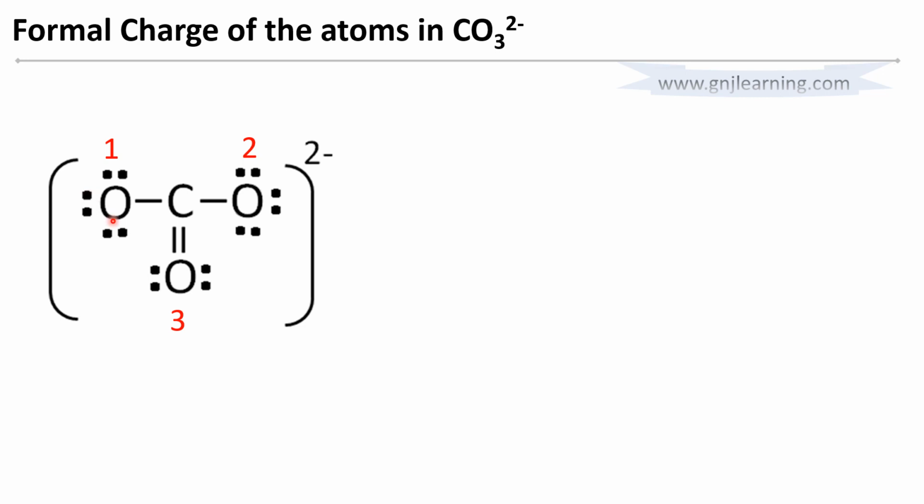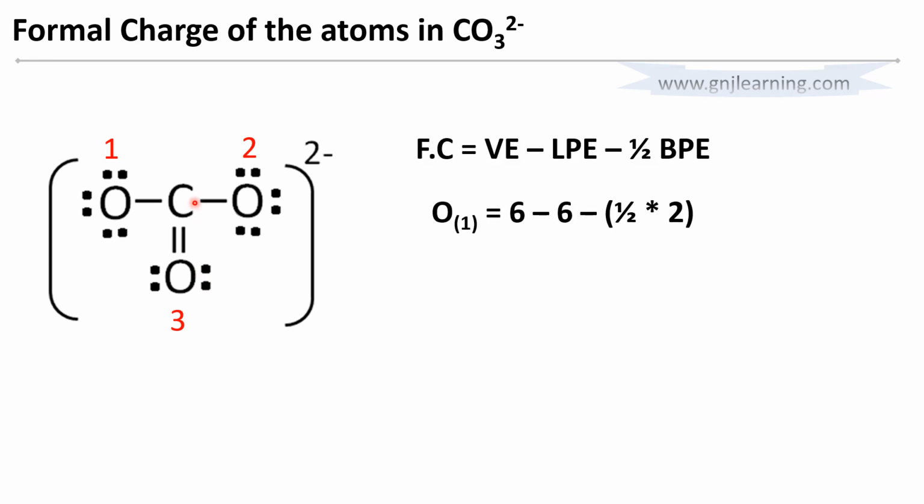Clear? Here you can see O1 and O2 are almost the same. Lone pair, bond pair and valence electrons are all the same, so you don't have to calculate both. You just calculate once, then you can give the same value to the second one. The third one is different, so you have to calculate this, and also for carbon. So I am starting with the formula. In the case of the first oxygen, O1, I have 6 minus 6 minus half of 2, that is 1, which will be equal to -1.